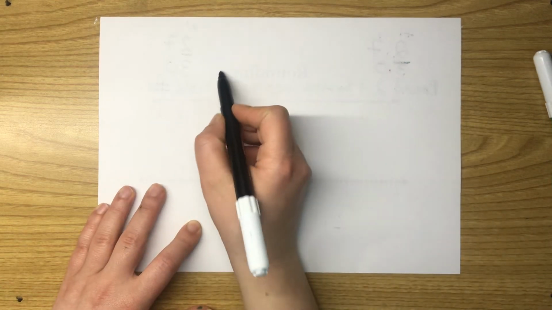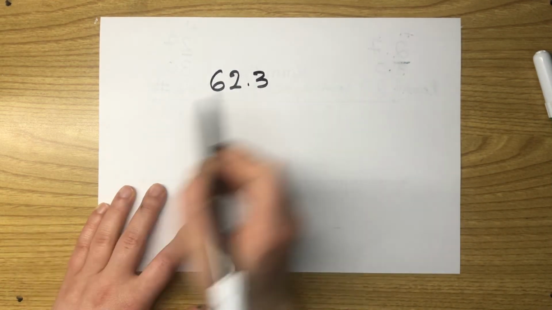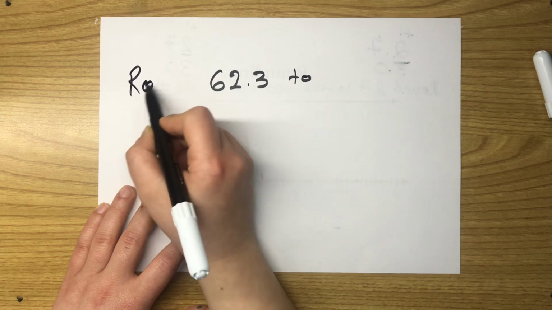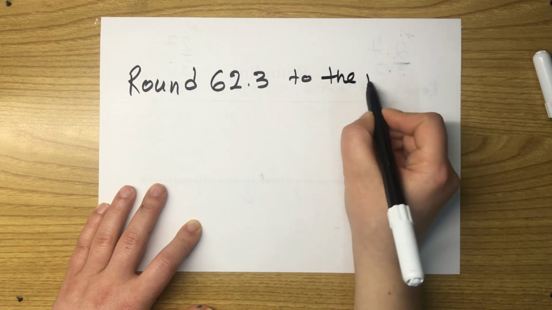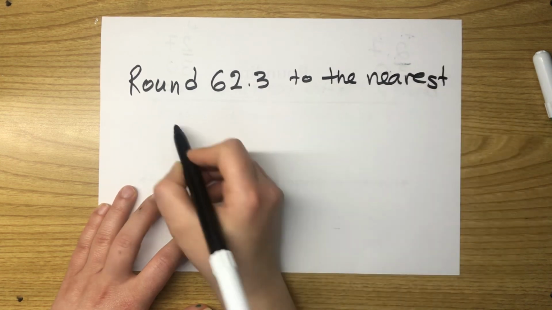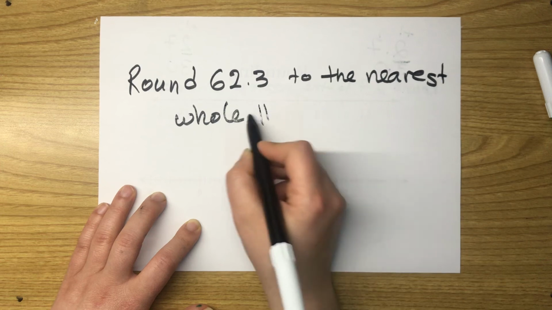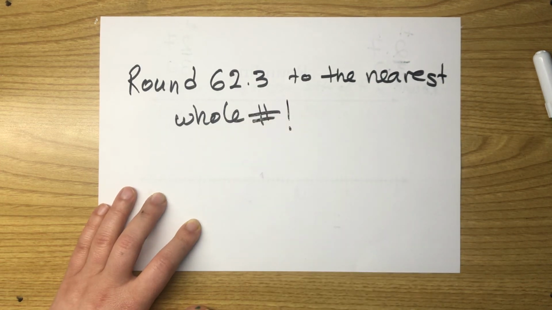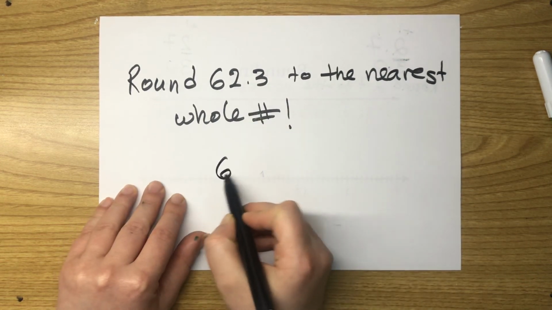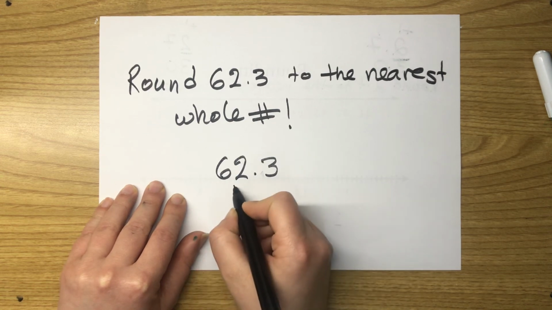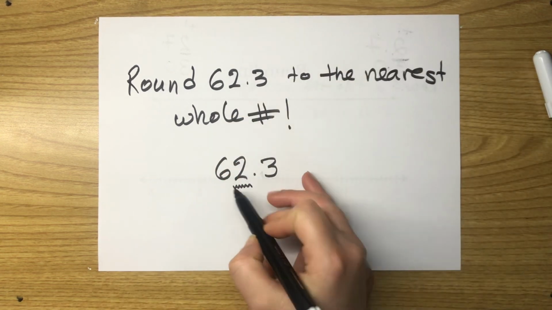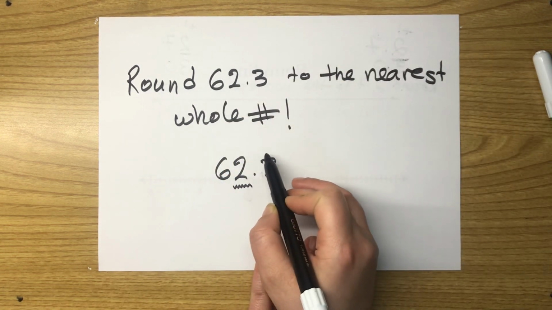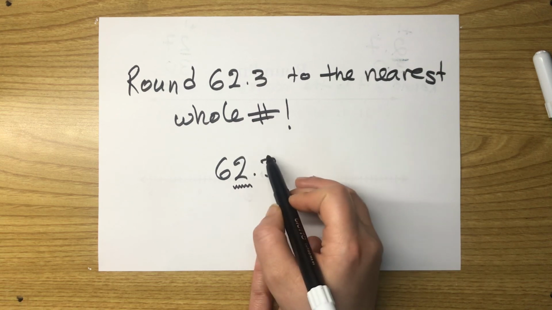Round 62.3 to the nearest whole number. What is the first step? The first step, take the number and underline the ones digit. Now go back to your poem. Find your number, look right next door. 5 or more, add 1 more. 4 or less, just ignore.